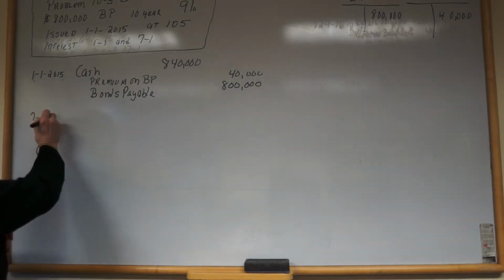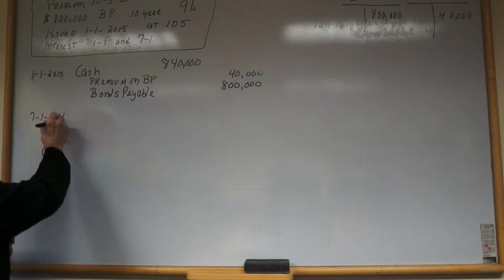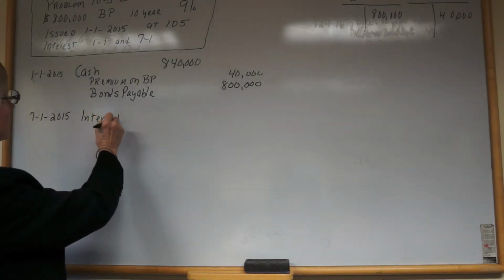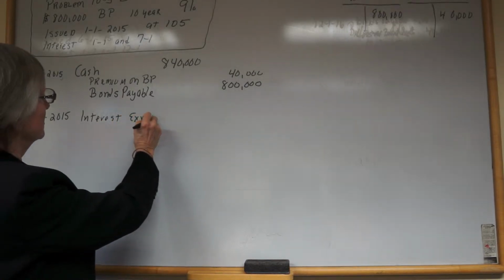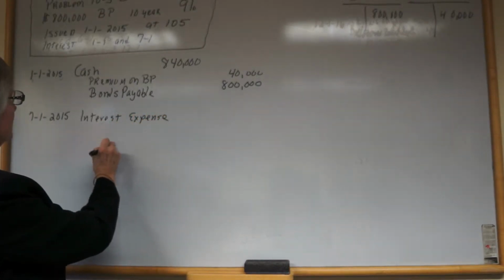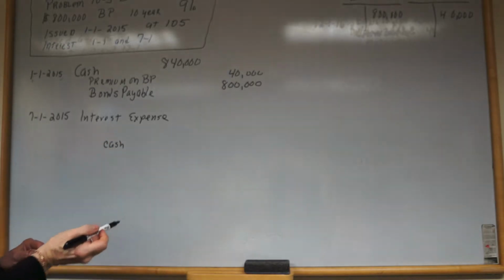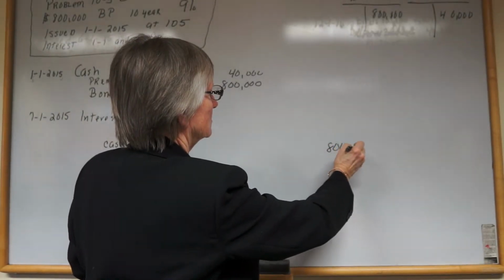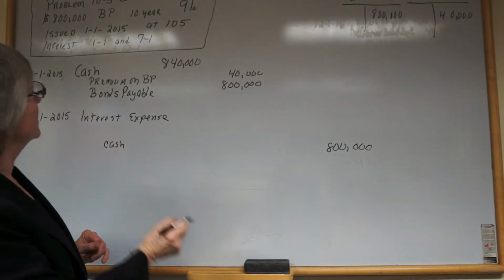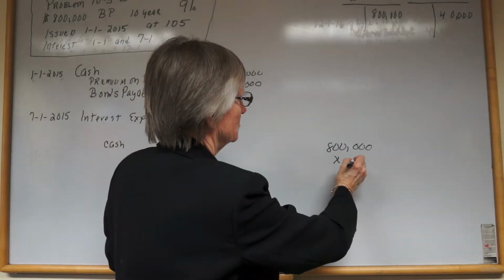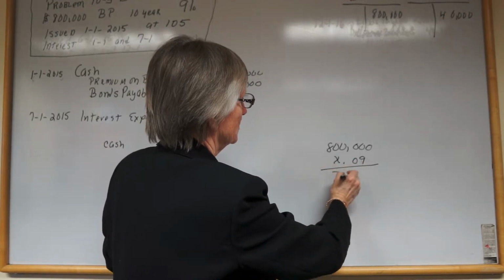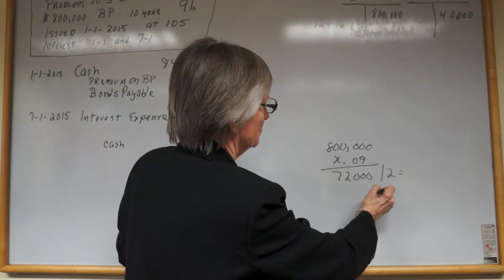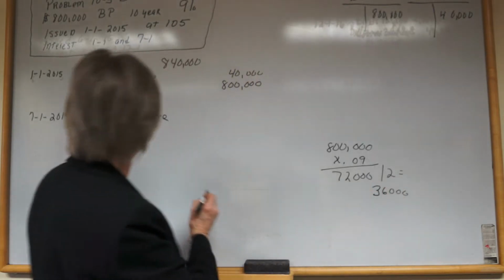Okay, so here's 7/1/2015, and we're going to have some interest expense, and we're going to pay out some cash. How much cash do we pay out? Well, we take the face value of the bond, 800,000 times 9%. That's the stated interest rate. So that would give us 72,000 per year interest, but we make it in 2 payments, so each payment is 36,000.